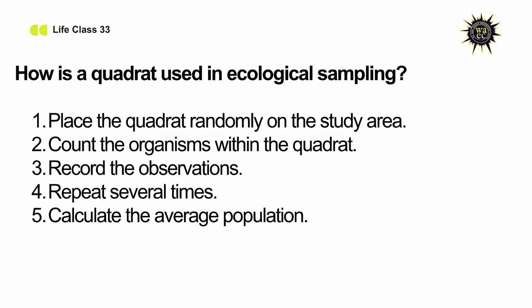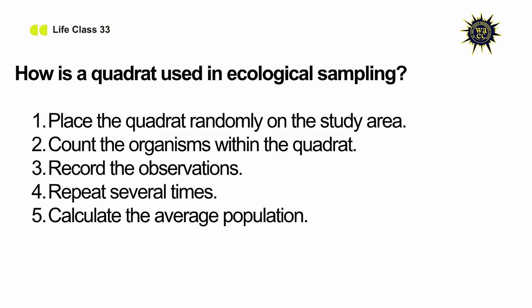And you can also be asked, how is a quadrat used in ecological sampling? First thing you need to know is that you place the quadrat randomly on the study area. So most people will say you throw the quadrat, some will say you place the quadrat randomly in the study area. Then you count the number of organisms within that quadrat. Then you record your observation. You repeat this several times. Then you do your average calculation.